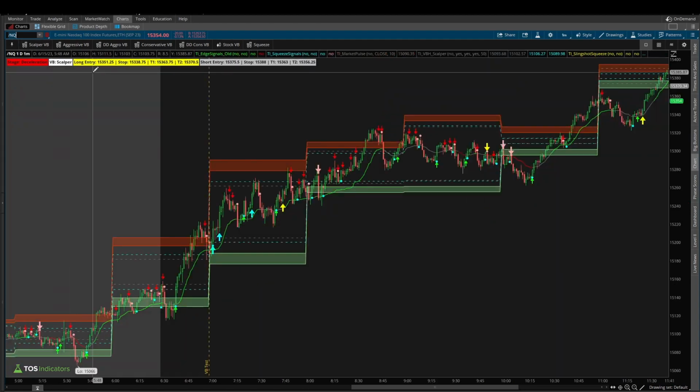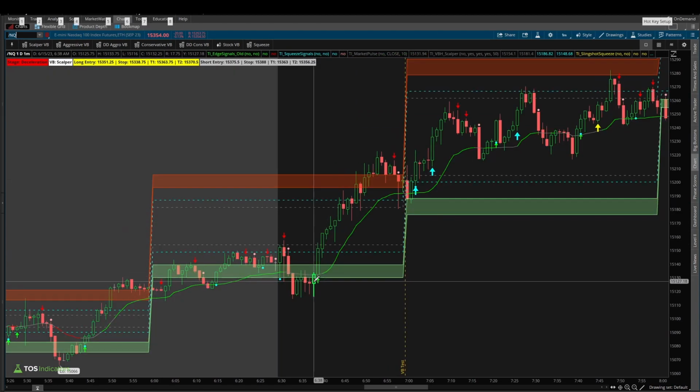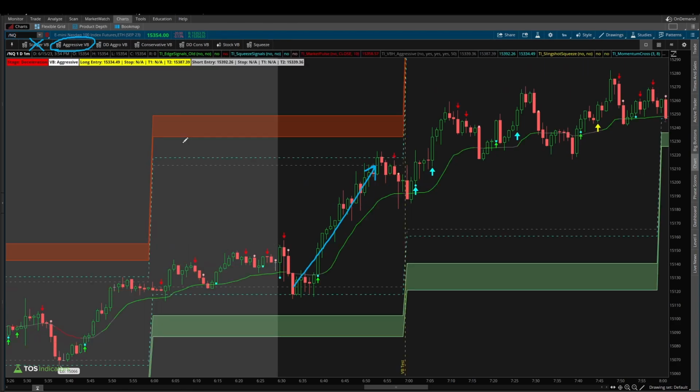If I come into the Nasdaq here, we start with the scalper. Price breaks outside of the scalper. So that's our sign that, hey, we have to adapt to volatility. We come into the aggressive volatility box models. And inside of the aggressive, we breach our sign entry line. And we look to see, well, who's going to win here?